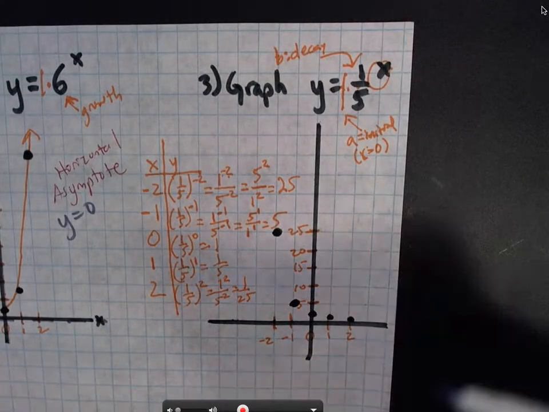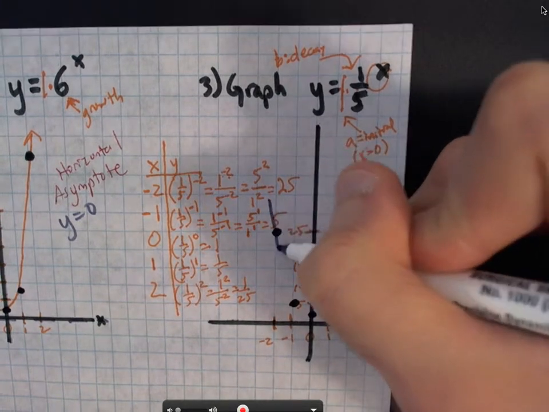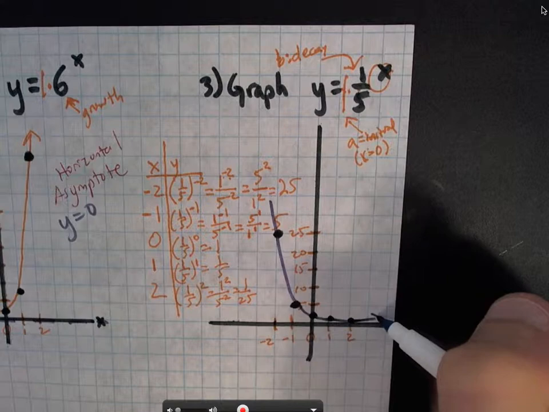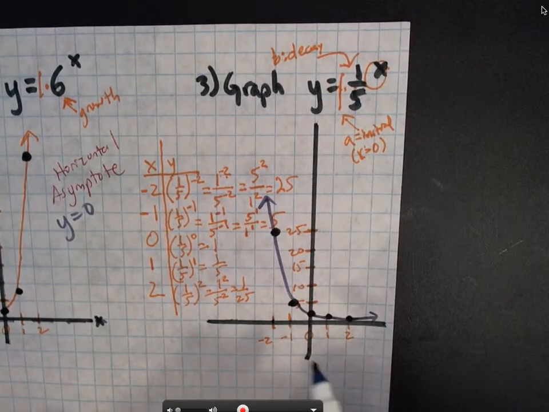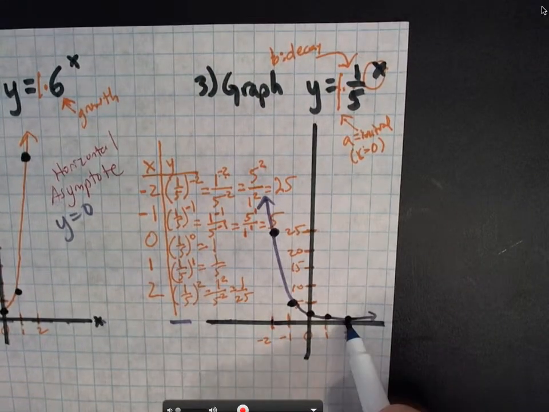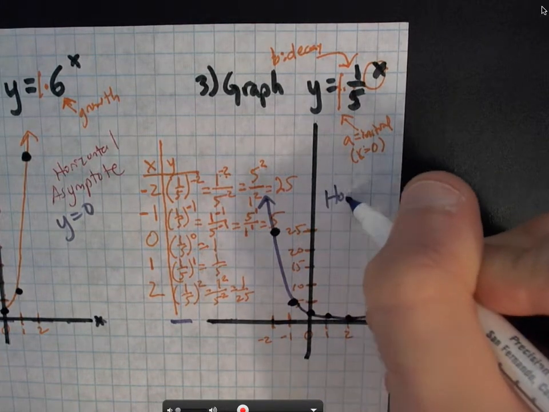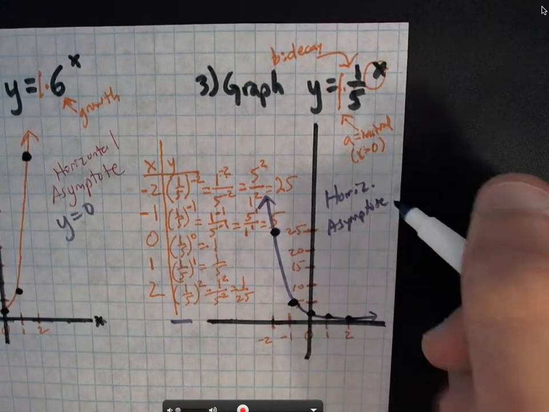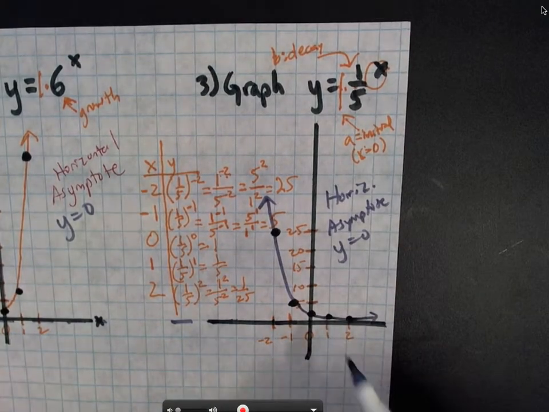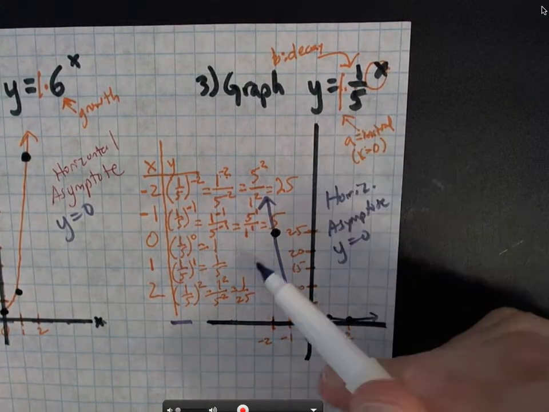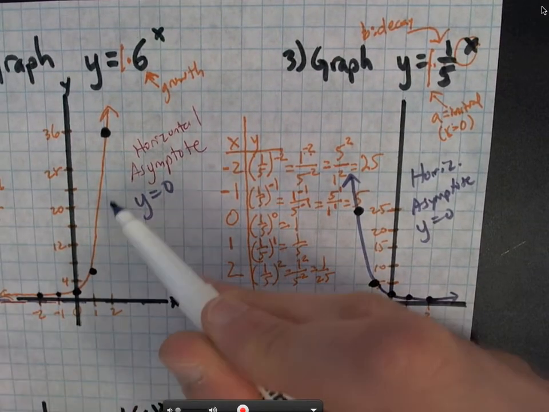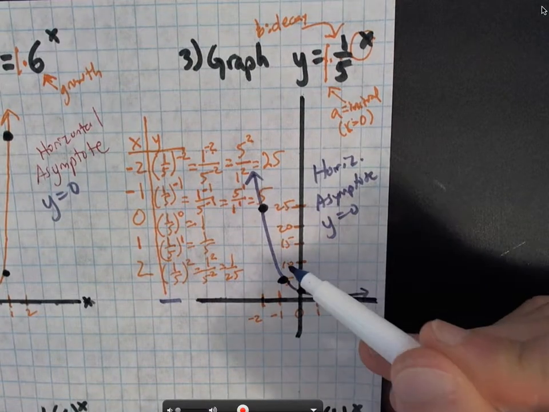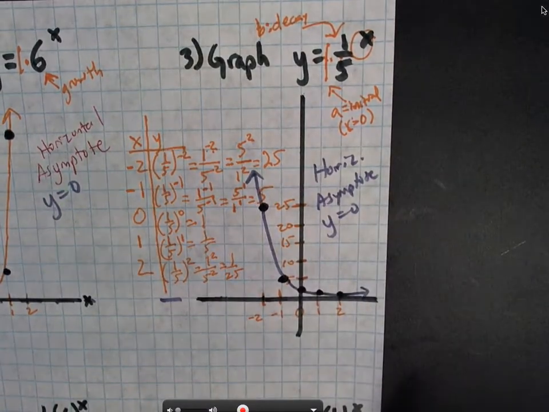Let's see, that's not going to show up there, so I'll use my purple. So our curve comes down like this. It doesn't quite touch the x-axis. And again, draw in your horizontal asymptote here. The asymptote is y equals 0. So we can see for exponential decay, instead of shooting up like this, it starts up high and then swoops down. Again, it gets really close but never quite touches that asymptote.